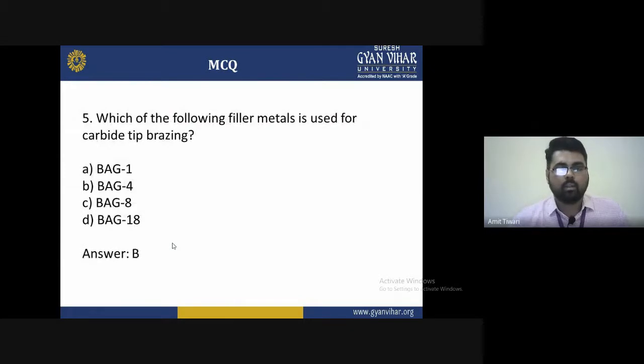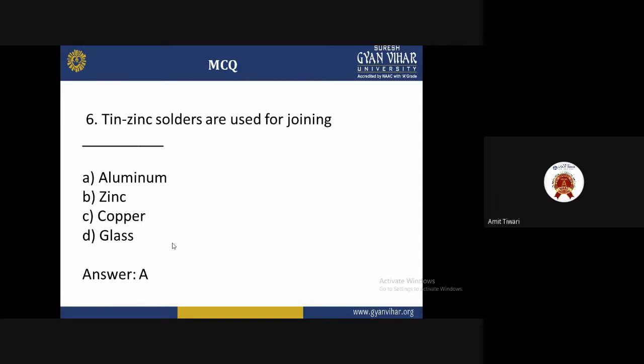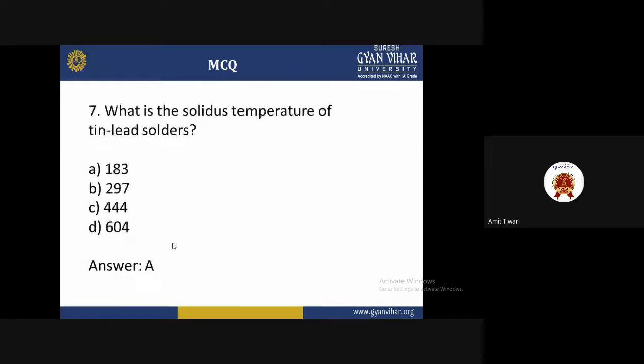Fifth, which of the following filler metals is used for carbide tip brazing? BAg-1, BAg-4, BAg-8, and BAg-18. The correct answer is B, BAg-4 is used for brazing carbide tips. Sixth, tin zinc solder is used for joining which? The options are aluminium, zinc, copper, glass. The answer is A, tin zinc solder is used for joining aluminium.